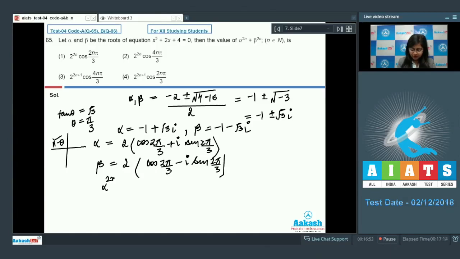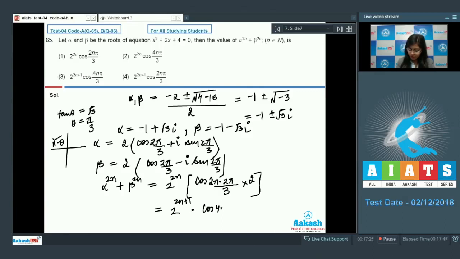So to find the value of alpha raised to the power 2n plus beta raised to the power 2n, it will be equal to taking 2 raised to the power 2n common, and here by de Moivre's theorem we can bring 2n downwards. So it will be equal to cos of 2n into 2 pi by 3, and the term with sine 2 pi by 3 will get cancelled. So it will be equal to 2 times of this, which is equal to 2 raised to the power 2n plus 1 into cos of 4 pi n upon 3, right? So the correct answer will be option number 3.